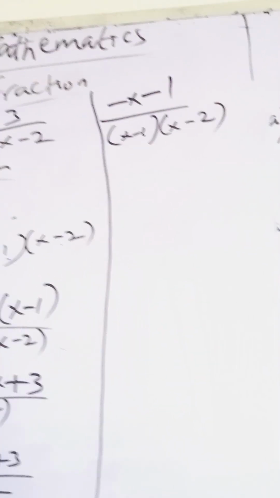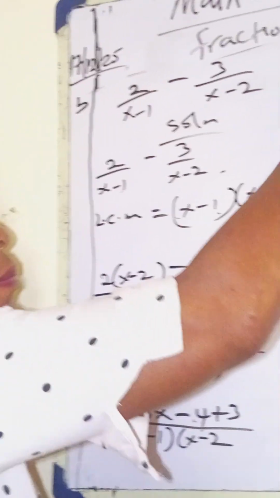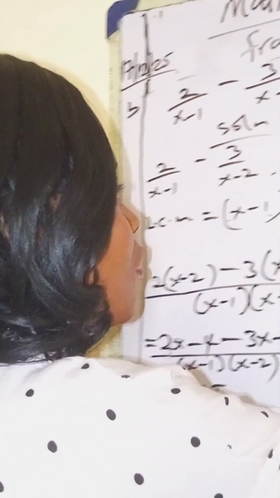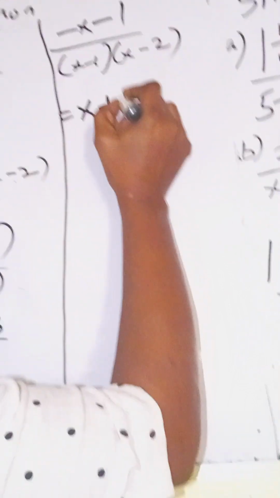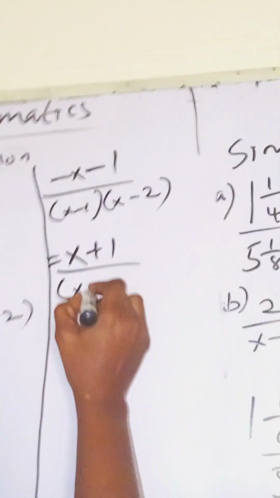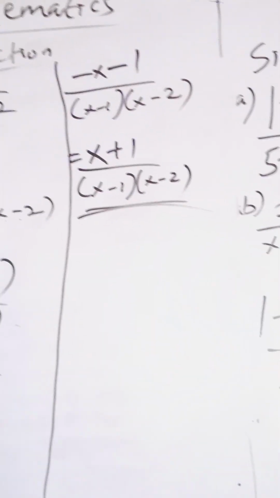So now x cannot be negative. So now we are going to change by using the sign rule. Minus x will give us plus. So we have this as plus x, then minus 1 becomes plus 1 all over your LCM. So this is our answer because we cannot simplify further.